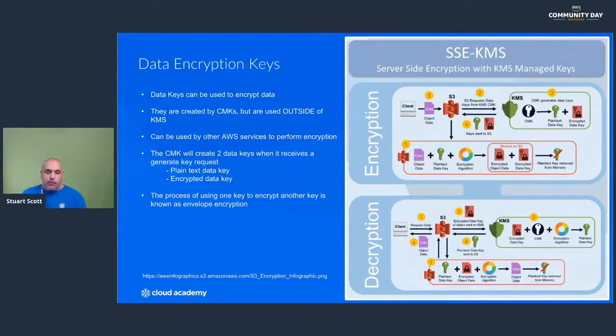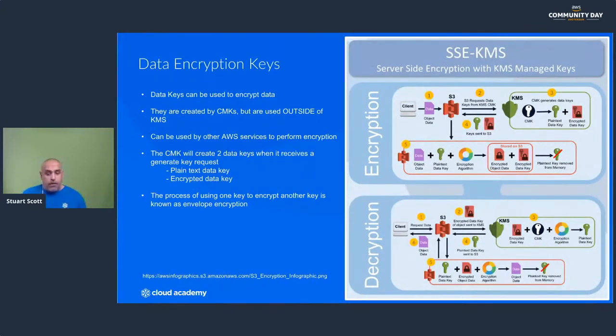Now, for the decryption process, let's run through that as well. And here we have 6 different points. So number 1, when decrypting the object, a request is received by S3 to access an encrypted object via a client. Number 2, S3 sends the encrypted data key that was associated with that object to KMS. Number 3, KMS then takes that encrypted data key and uses the original CMK to decrypt that data key and generate a plaintext version of that data key. Number 4, KMS will then send that plaintext data key back to S3.